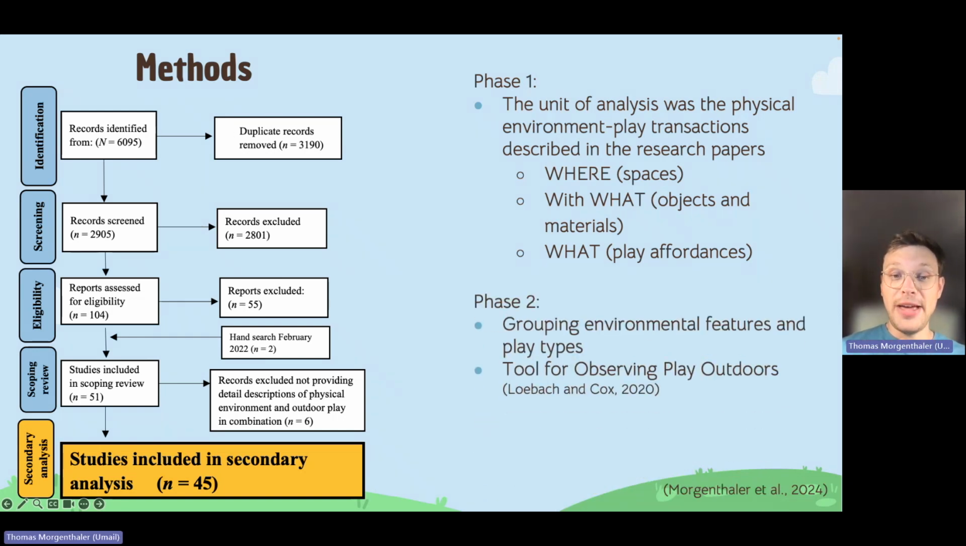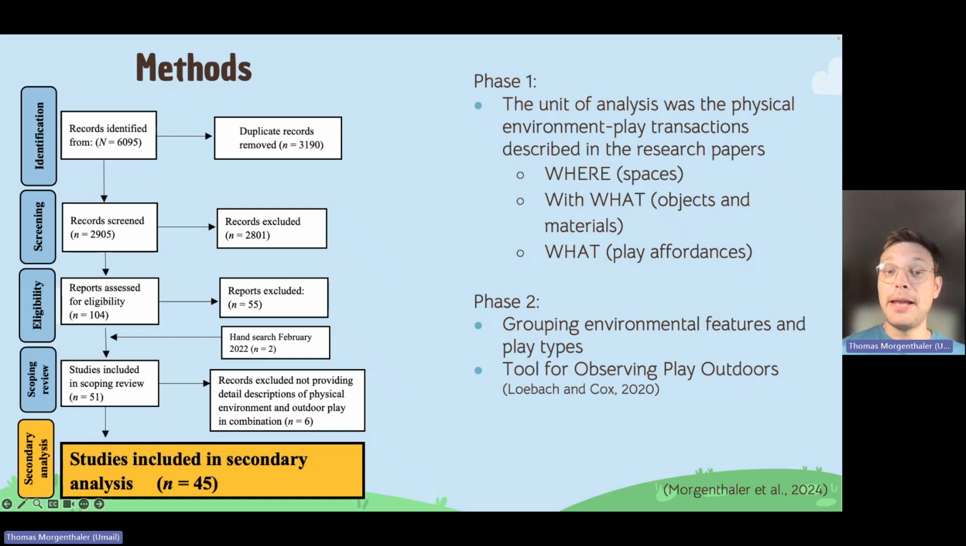In the second phase, we grouped those codes together and formed categories of spaces and objects. And with the play affordances, we utilized a second tool, the Tool for Observing Play Outdoors, an observational protocol actually developed by Loebach and Cox, one of our co-authors in that paper.